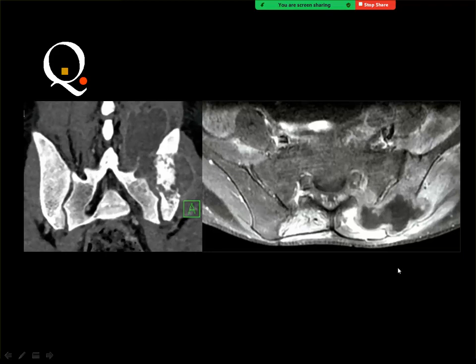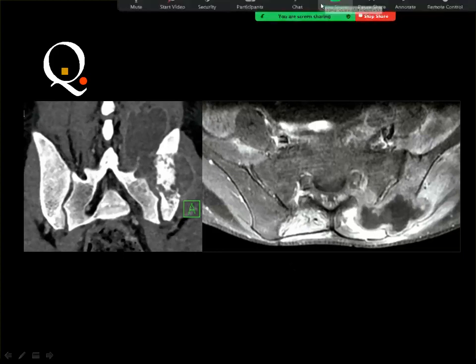Next case is coronal CT of the sacroiliac joints and the axial T1 fat set with contrast MRI.